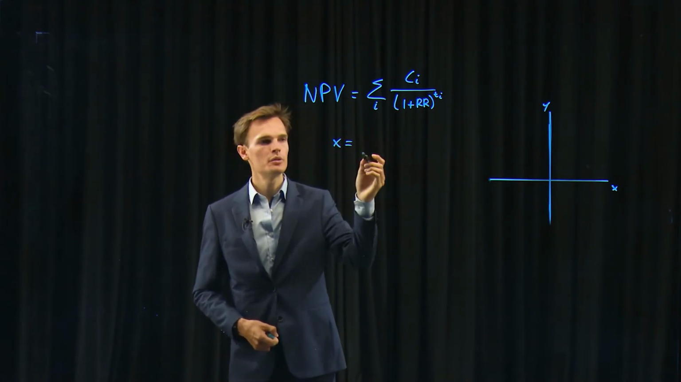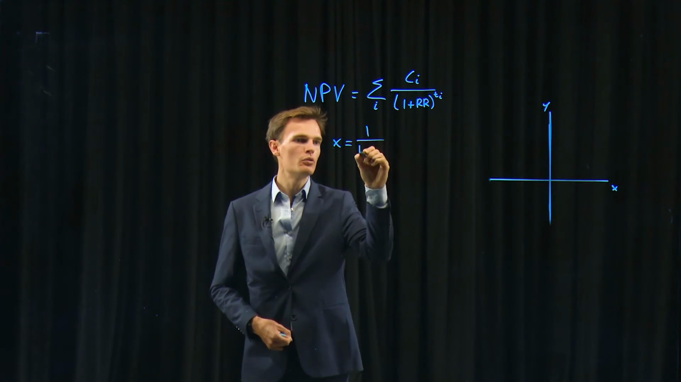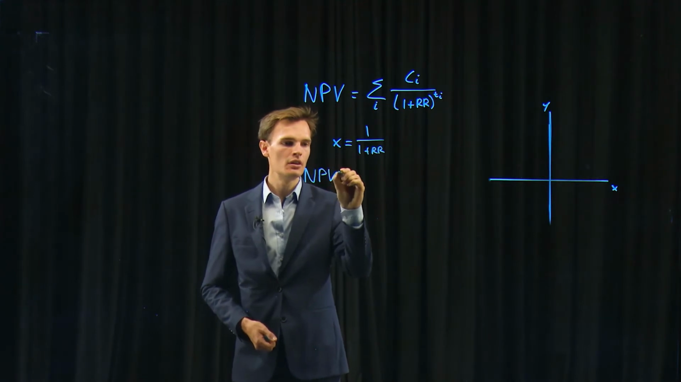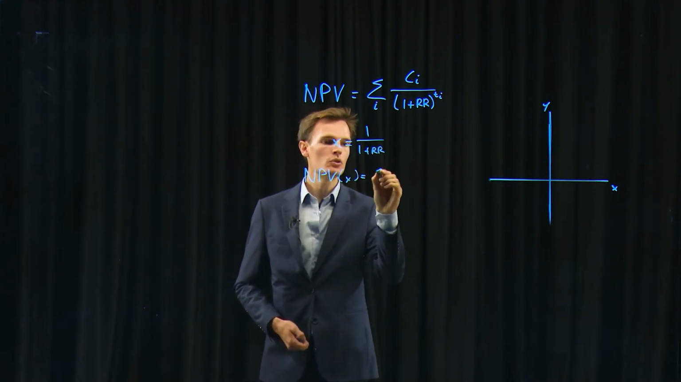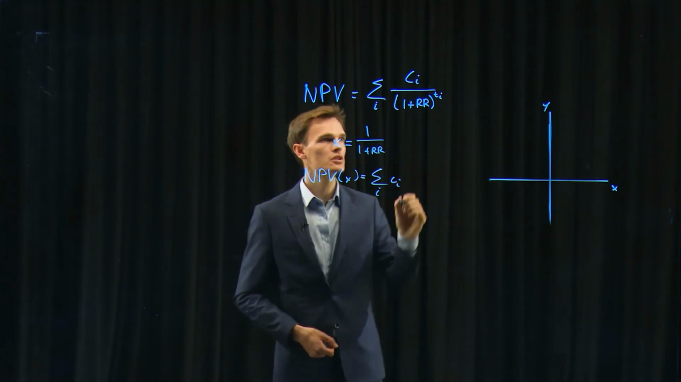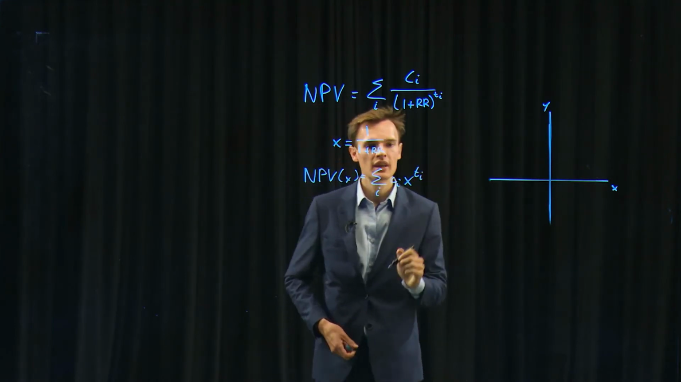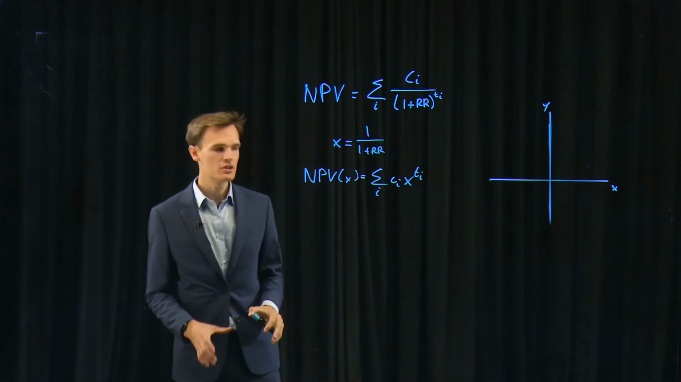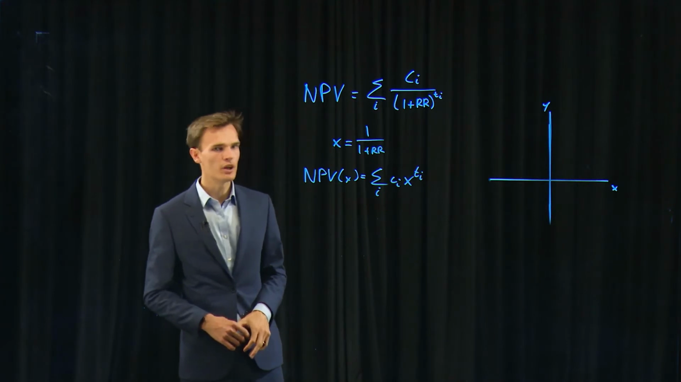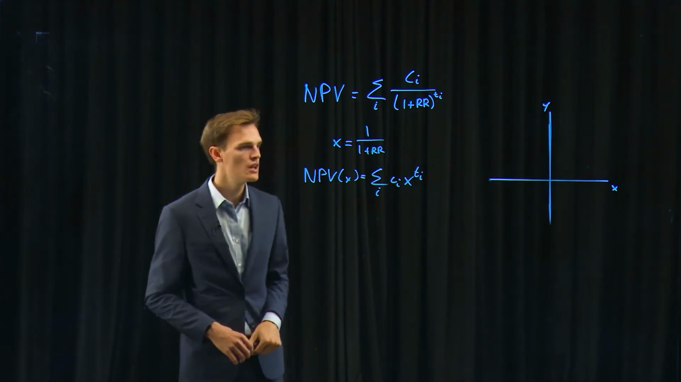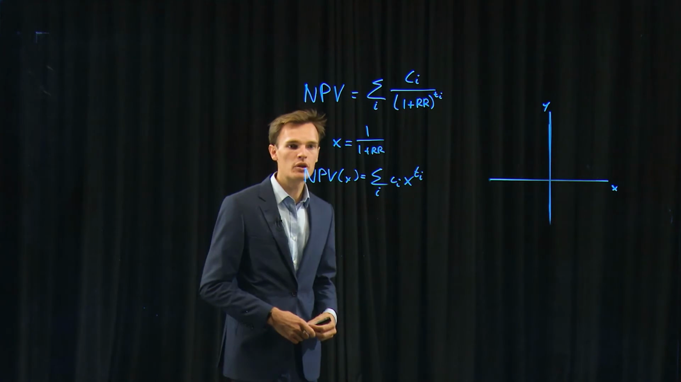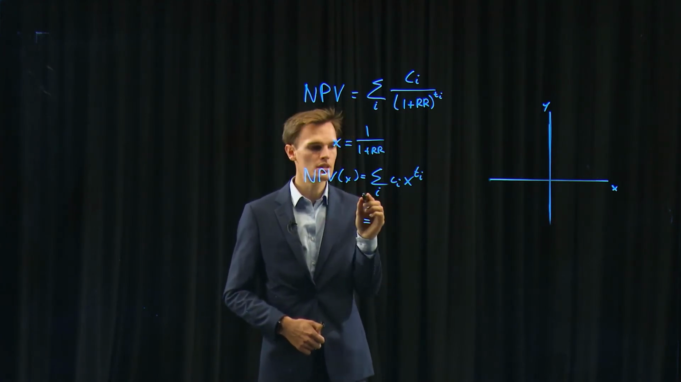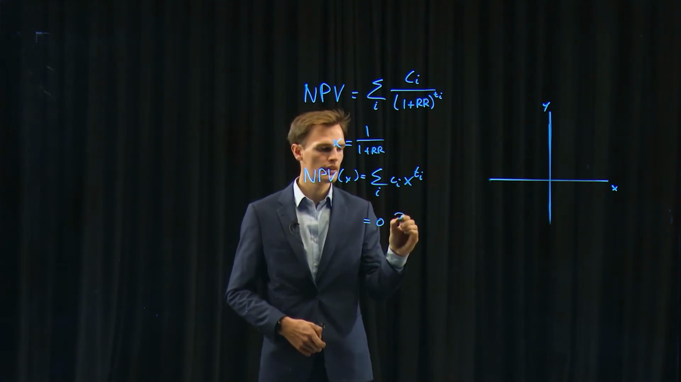We define a variable x, which is equal to 1 over 1 plus the rate of return. And then we can write the NPV as a function of x, which is just equal to the sum over all these cash flows times x to the power t_i. This expression is the general expression of a polynomial, and polynomials have been studied by mathematicians for ages. The ancient Greeks and the Arabs were already interested in these things because they wanted to know what kind of value for x we can choose so that this polynomial is equal to 0. So what is x?